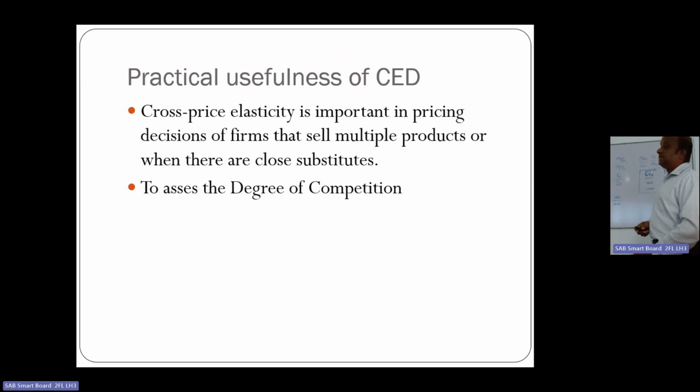And also to assess the degree of competition by looking at this coefficient. So we can assess the competition available in the market. If it is a high value, that indicates more substitutes are available in the market. So that means it's a competitive market. So those are the usefulness of cross price elasticity. Okay, is it clear? Are there any questions?